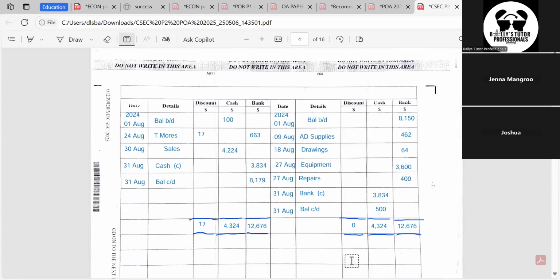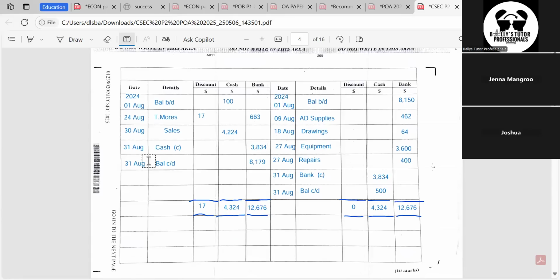And then I'll do my balance brought down. As of the 1st of September, my balance brought down. If your balance carried down is on the debit side, your balance brought down will be on the credit side, and vice versa, right? Yes, sir. So this balance carried down on the credit side for cash will now be on the debit side as the balance brought down. On the 1st of September, my balance brought down will be 500 for cash on the debit side. And then for bank, on the 1st of September on the credit side, my balance brought down will be the same as the carry down, 8,179.